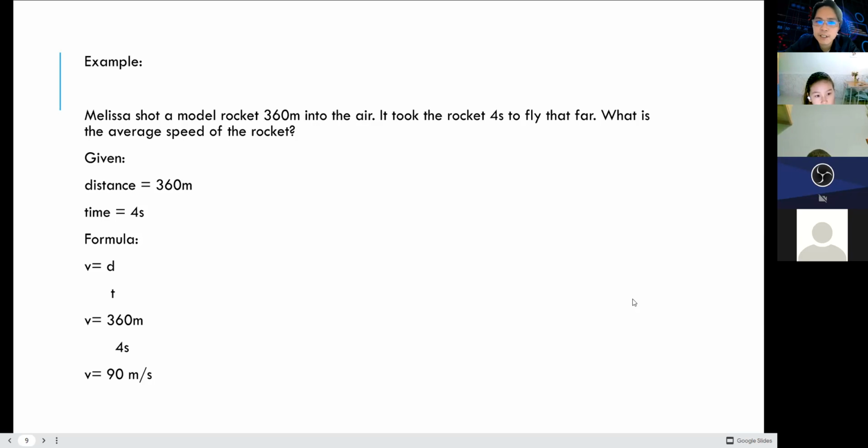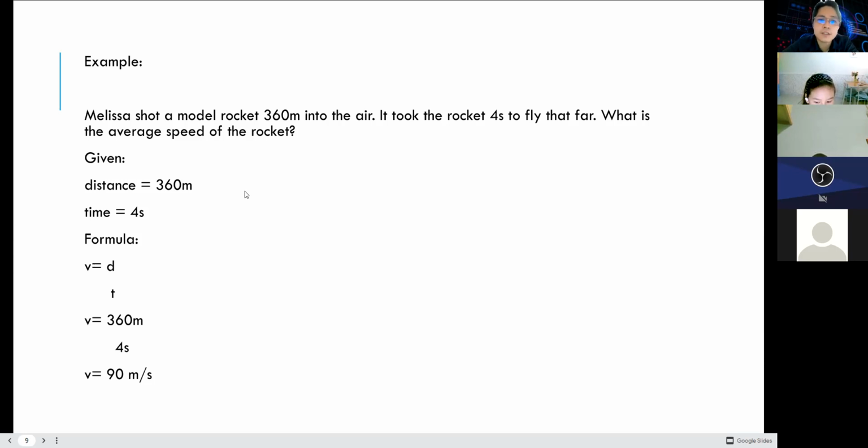Okay, what is the average speed of the rocket? In answering scientific problems, you need to give first what are the given. In this case, we have the distance, which is 360 meters, and the time, which is 4 seconds.